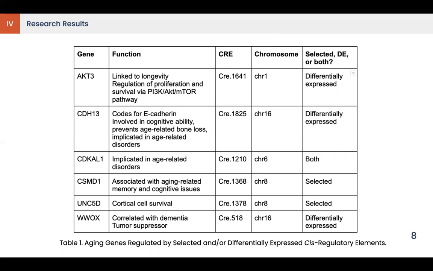It's not shocking that the aging genes AKT3, CDH13, and WWOX are regulated by CREs with high brain activity. But what's interesting is that there's now evidence that CSMD1 and UNC5D are regulated by CREs that were positively selected for. And CDKAL1 is particularly interesting because it's regulated by CREs that have both of those categories. This makes that gene and its regulatory elements a very promising candidate for importance in our unique aging processes of our brain.